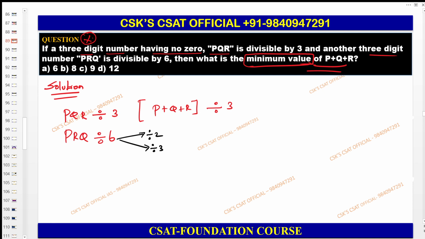Now, very good. What is the divisibility by 2 concept? The unit digit is simply a multiple of 2, so 2 is also fine, 0 is also fine, right? So now listen very carefully.